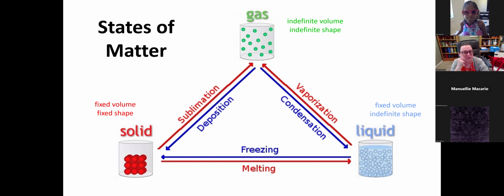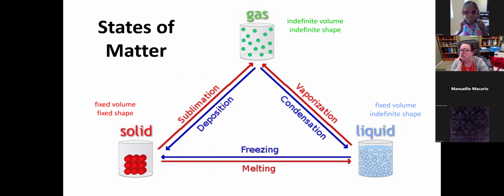But there are some materials that go directly from a solid to a gas without ever turning into a liquid. So dry ice, right? If you've heard of dry ice, it's called dry for a reason. It doesn't go through that liquid phase. That's just carbon dioxide. It goes from a solid form to a gas form directly.